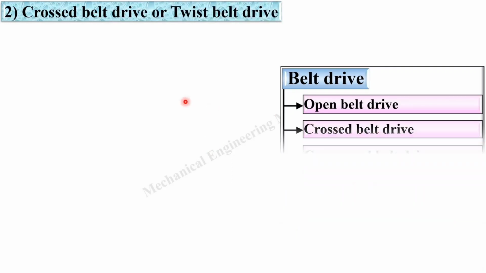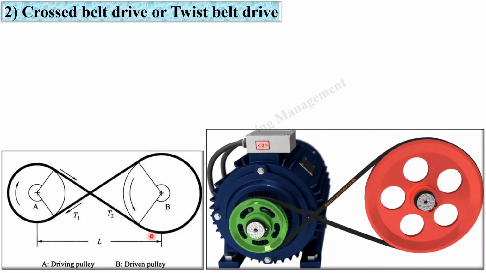Next one, cross belt drive. Here the belt is crossed, and that's why it is known as cross belt drive. Sometimes it is called the twist belt drive because it is twisted over here. And this is the practical application of the cross belt drive.